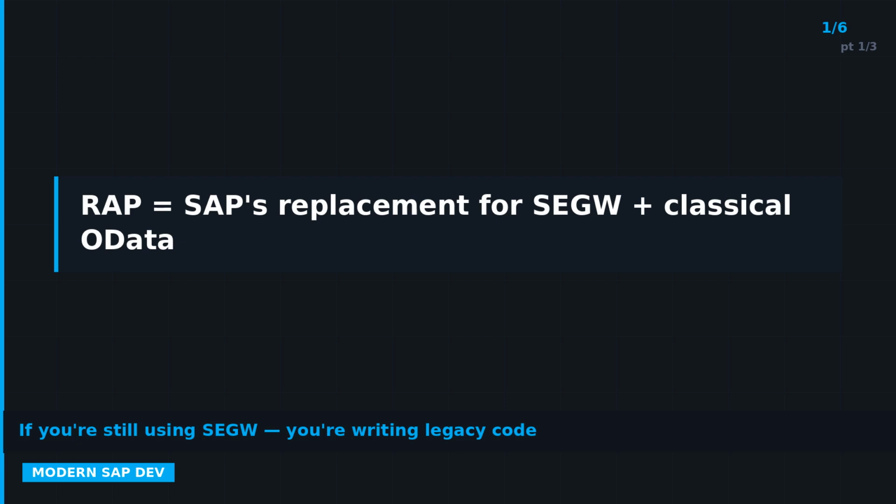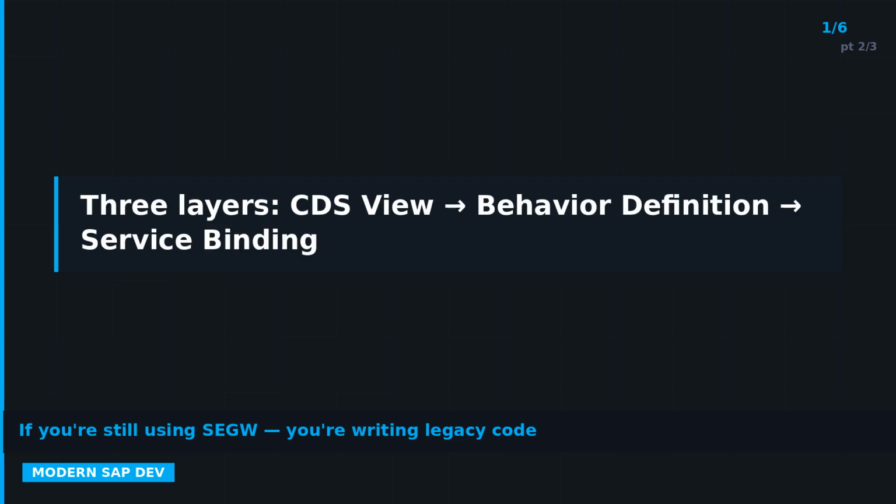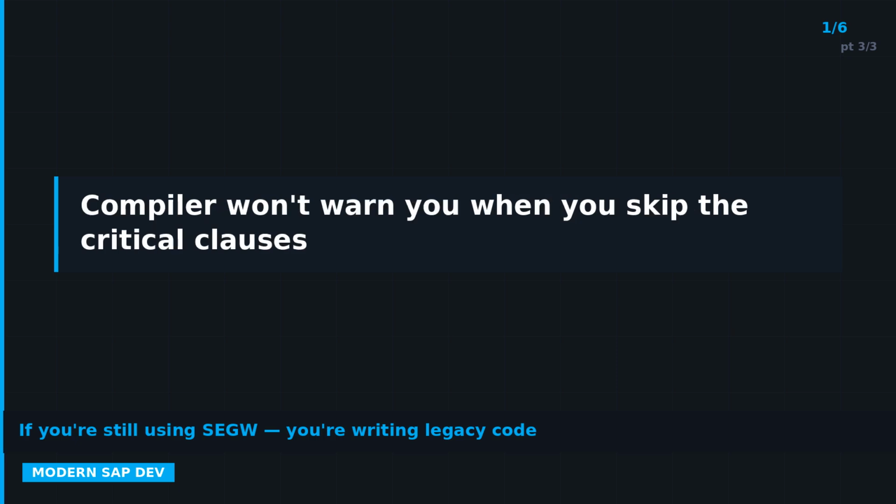Here's the contract in one sentence. SEGW made you re-implement the same patterns for filtering, sorting, and authorization. Every developer, every time, differently. RAP makes you declare your intent. The framework handles the plumbing. In the next 10 minutes, you'll build a working RAP service from scratch and understand exactly what each layer does and what breaks silently if you skip the critical clauses.